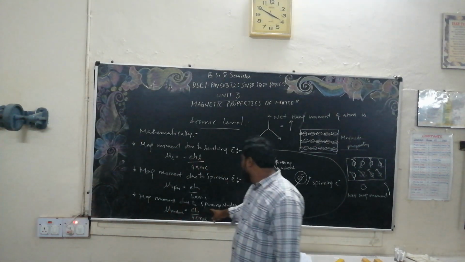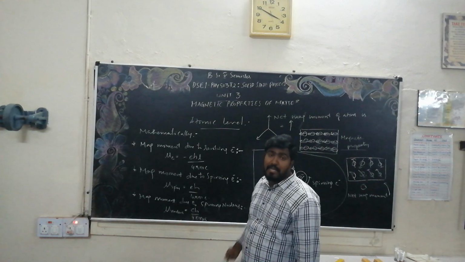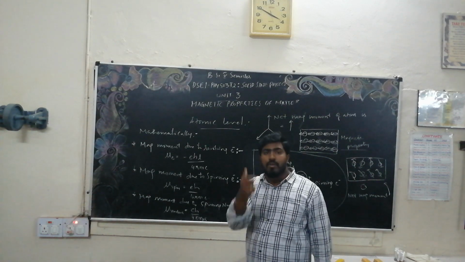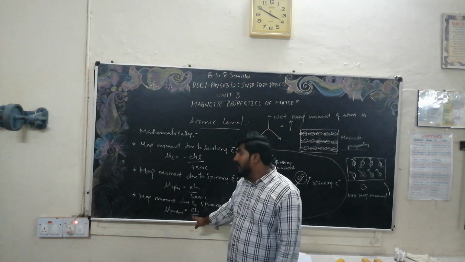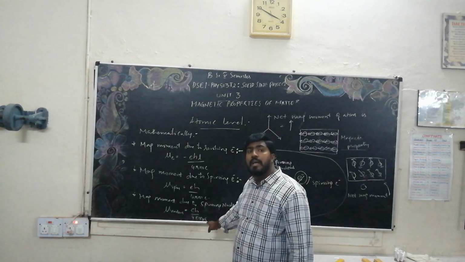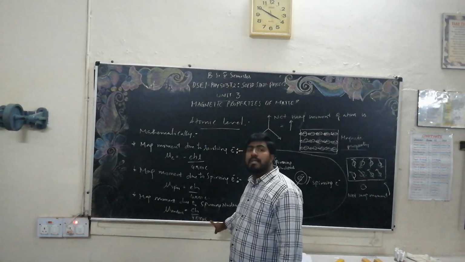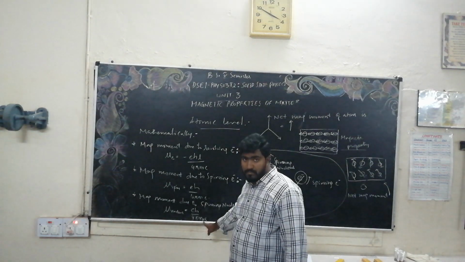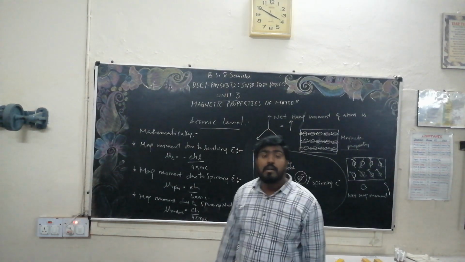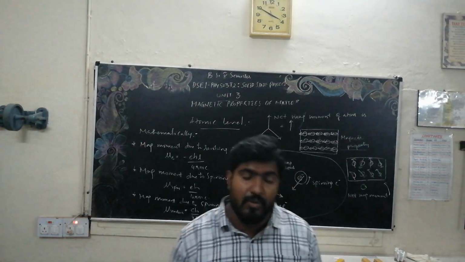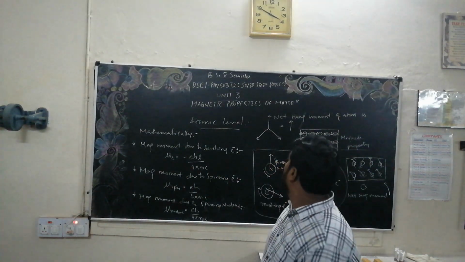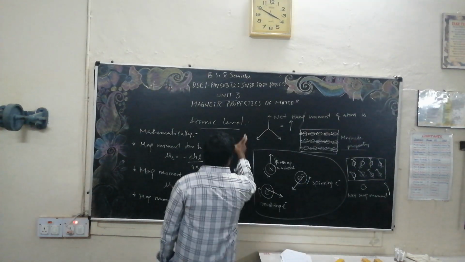Whereas the magnetic moment due to the spinning nucleus, that means the nucleus is also spinning on its own axis, I can write the formula as eh divided by 4 pi mpc, where mp is the mass of the proton. Here c refers to the speed of light. Okay, this is about the atomic level of magnetism.